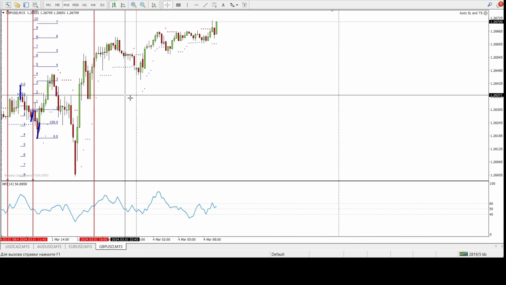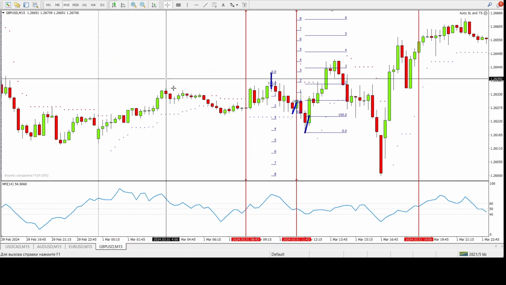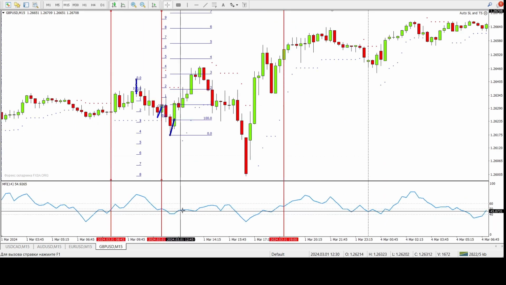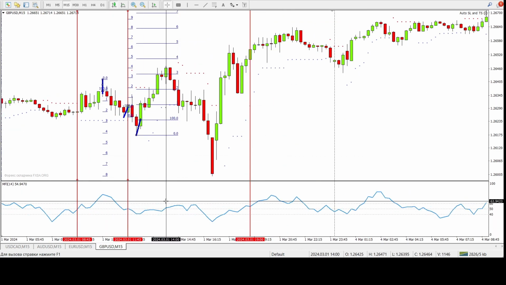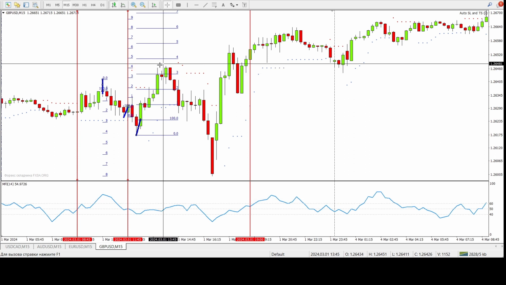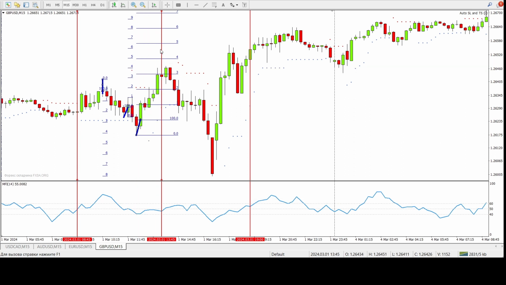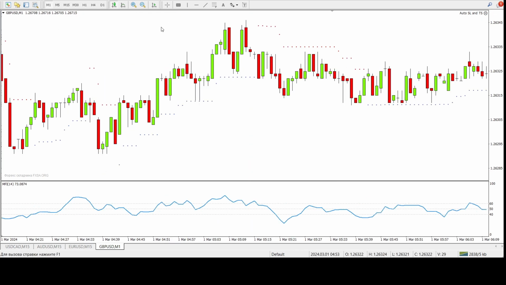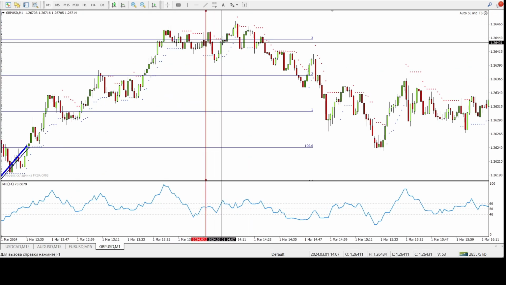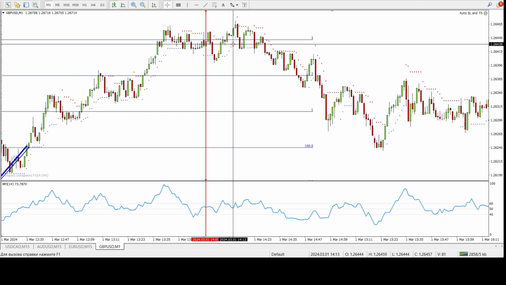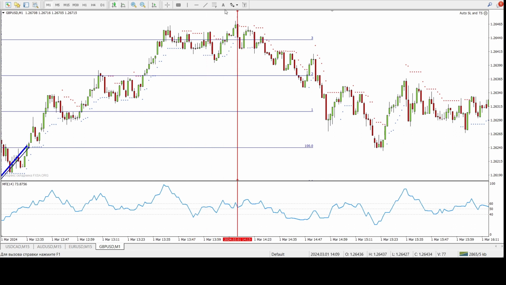Go to M15. The price has entered the oversold zone. From now on, we're looking for a sale. Go to M1. 15 minutes. From now on, we have to look for those for sale. An entry point looms here.